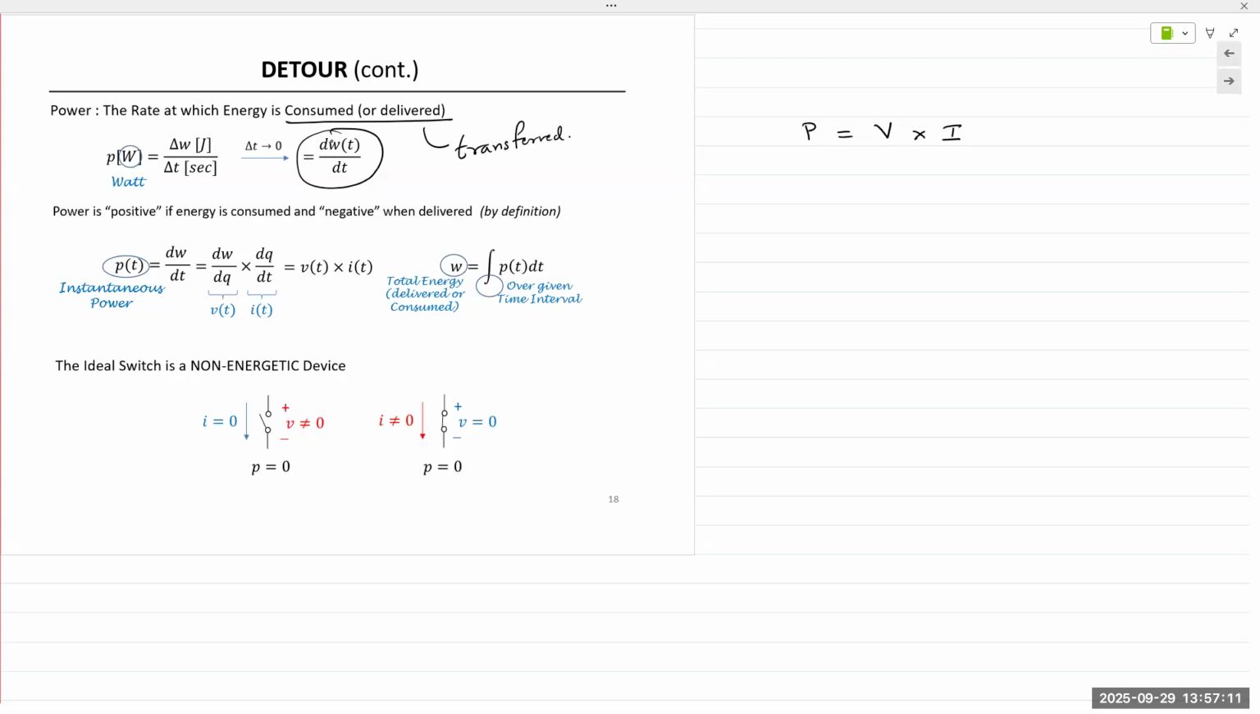All right, so the unit for power is watts, volts times amps.